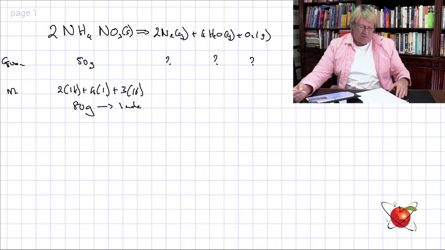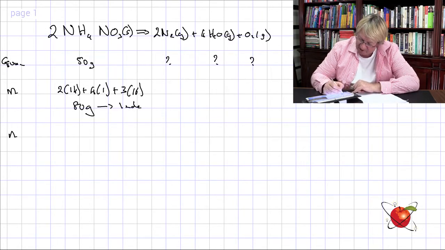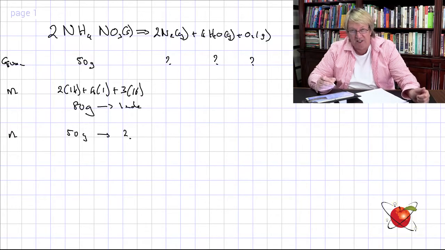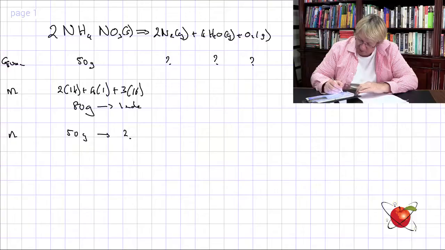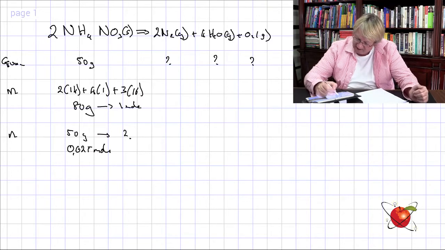Then we say, what's the next step? We work out how many moles that is. How much have we got? 50 grams gives me how much? It's going to be less, so it's the 50 divided by the 80. That's where most of the mistakes occur in this, so look at it logically and make sure you get that step right. So we get 0.625 moles.